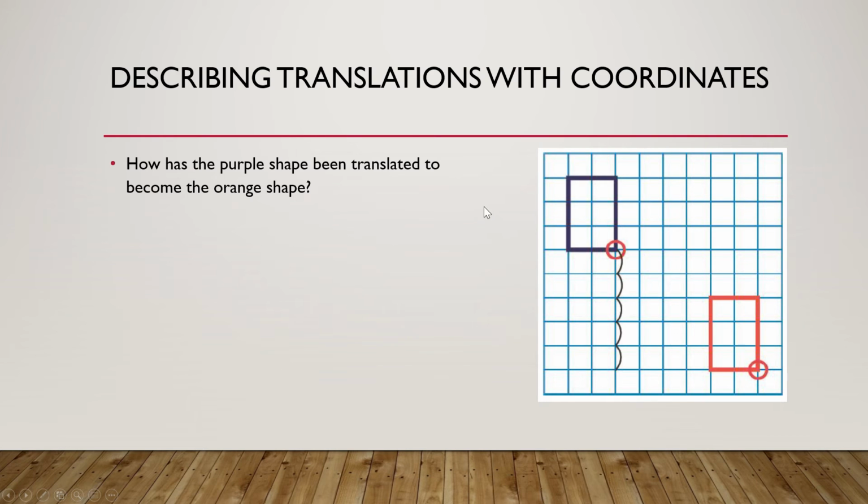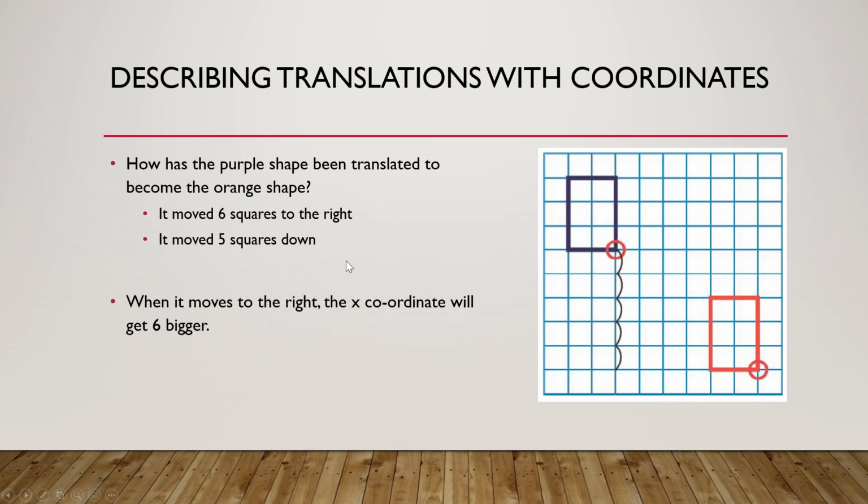Now, sometimes we can describe the translations with coordinates, not just with words. How has the purple shape here been moved to become the orange shape? And I've drawn something here to help you. So this has gone 1, 2, 3, 4, 5 down. And we want to get to this one. So 1, 2, 3, 4, 5, 6 across. So 6 to the right and 5 down.